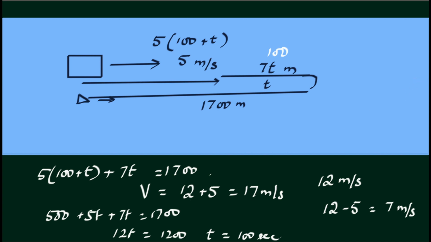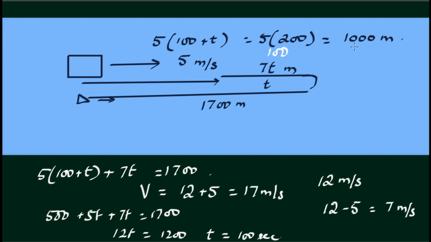If it travels back for 100 seconds, how far has the raft moved? The raft has moved 5 times, that's the speed, times 100 plus 100, 200 seconds. That means 1000 meters. That is the distance that the raft has moved.